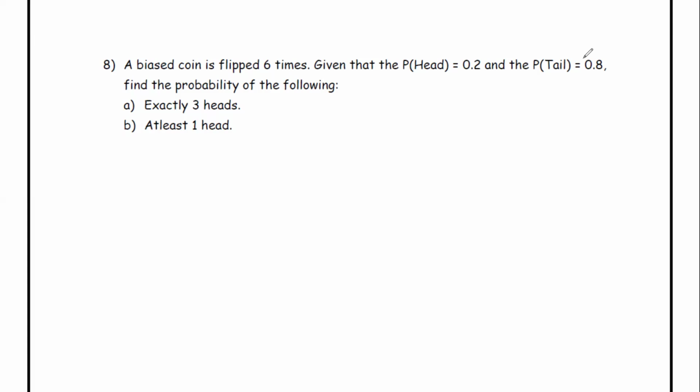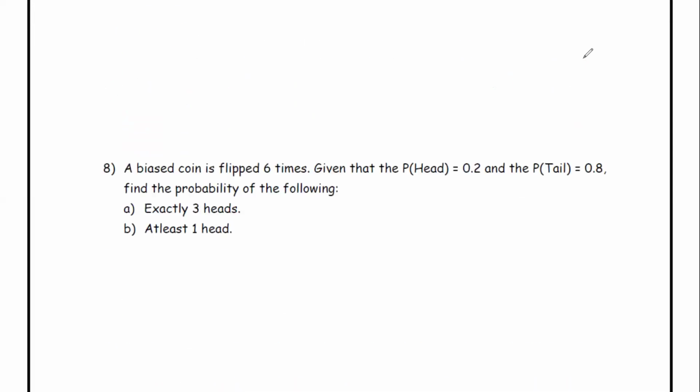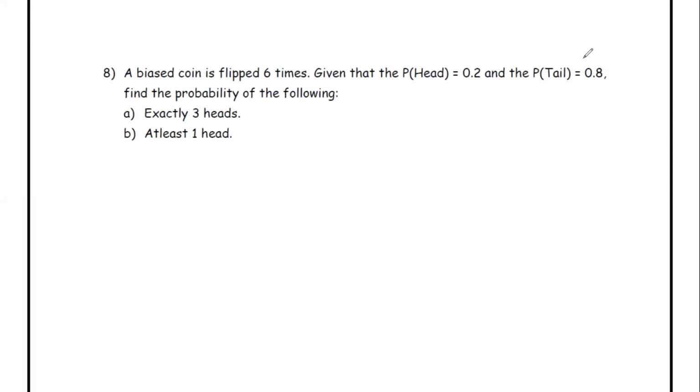If you quickly go through the previous question, it was a fair coin, meaning an unbiased coin, and the probability of head was equal to that of a tail. In the previous video, I solved exactly 3 heads and at least 1 head. So this one takes you one level above the previous level. Let's have a look at it.